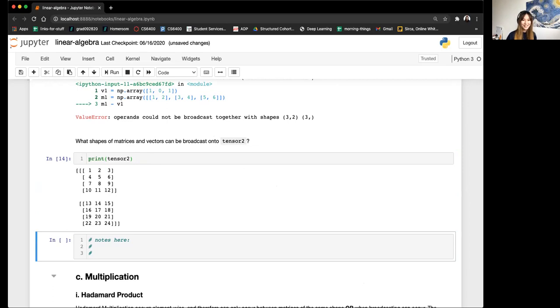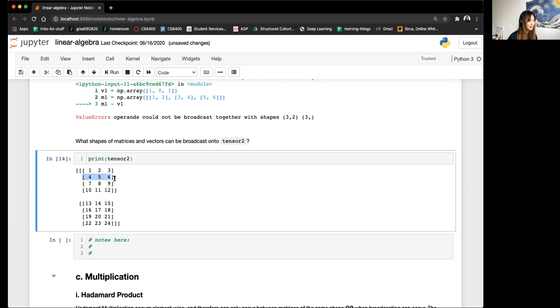I see some head shaking. Technically, no, you cannot broadcast a vector of shape 4, because if you look at the vectors that are contained in this tensor, every vector is length 3. Where the 4 would come in is if I have a matrix of this shape, I can broadcast the matrix onto the tensor.